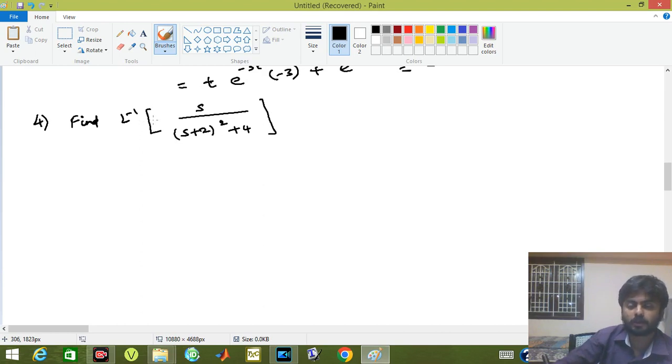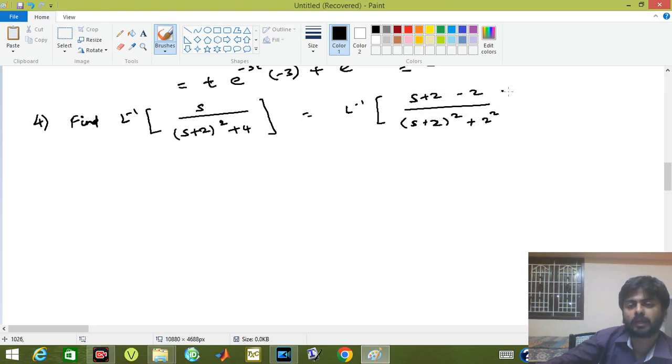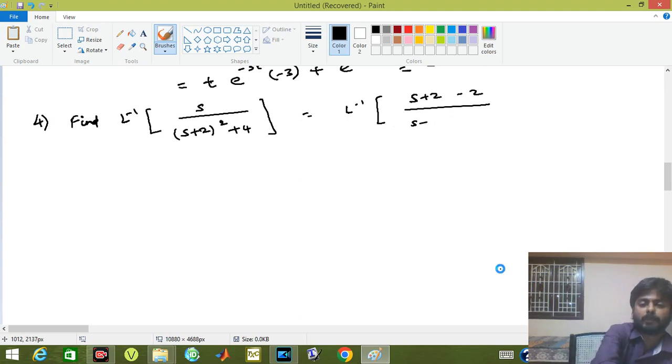If you want to get a solution by the well-known method, that is L inverse of (S plus 2 minus 2) divided by (S plus 2) the whole square plus 2 square. So by this way you can get the solution. But here we are not going to apply that method. That is a very well known method.